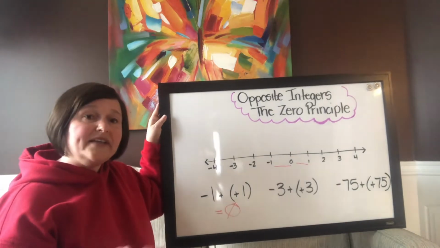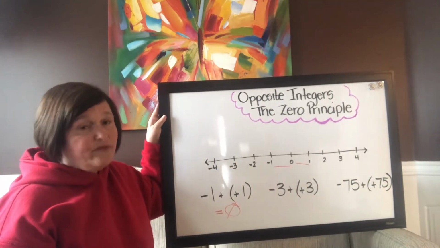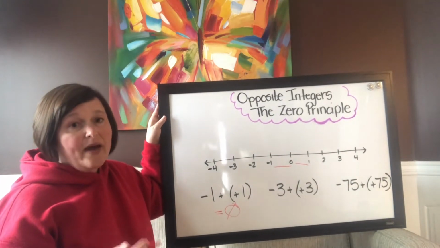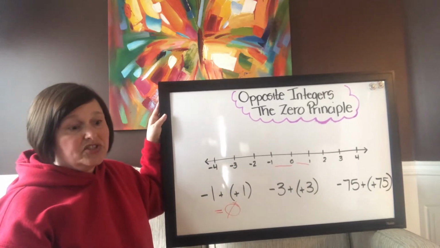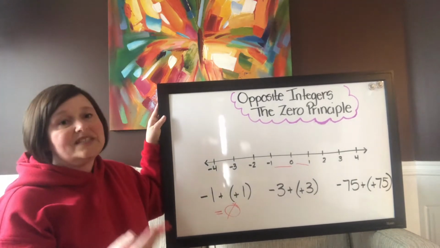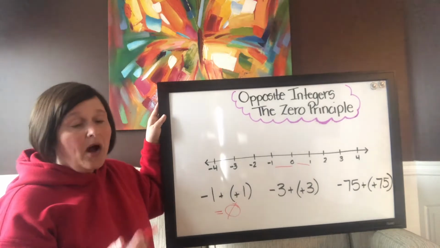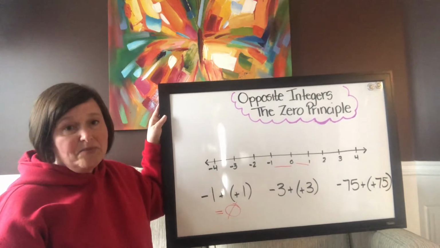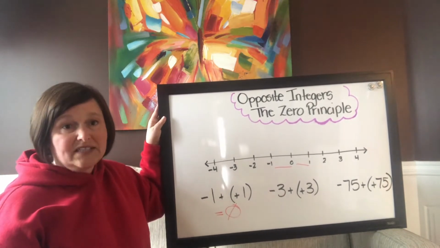So if I said, what is the opposite integer to negative 5? You would say positive 5. If I would say, what is the opposite integer to positive 15? You would say negative 15. And opposite integers are very important for subtracting integers, which you will see.